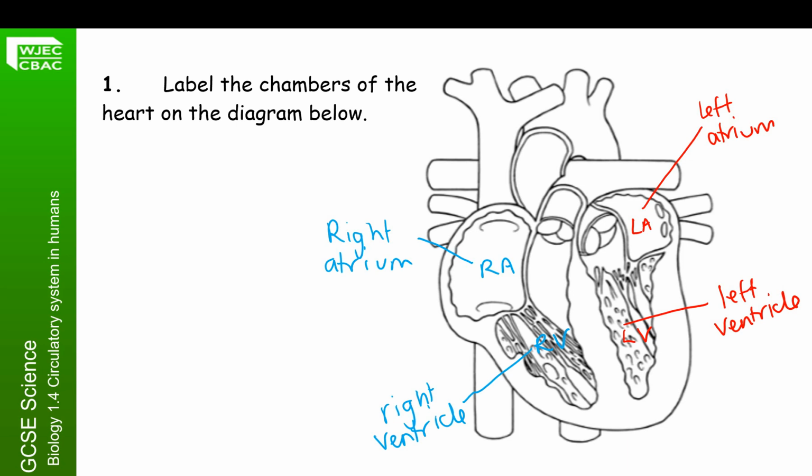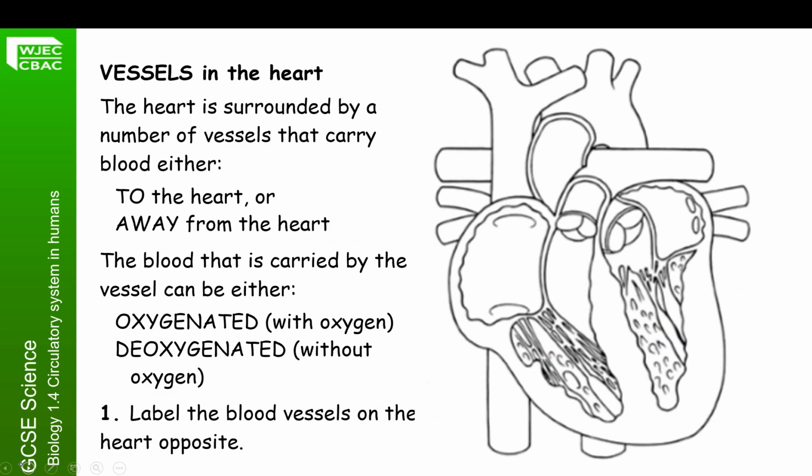Now we're going to look at blood vessels of the heart. We're going to look at whether they travel to the heart or away from the heart. And hopefully you should be able to tell me now that blood vessels that travel to the heart are called veins, and blood vessels that travel away from the heart are called arteries. We also know that blood can either have lots of oxygen in it, in other words, it's oxygenated, or has very little oxygen in it because it's been used up in respiration, is deoxygenated.